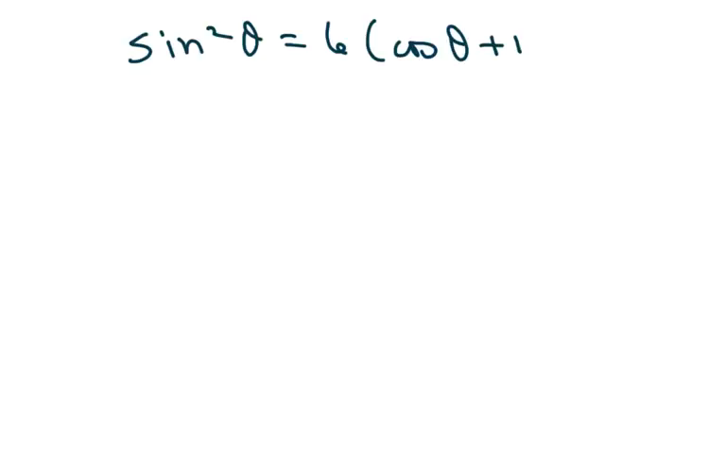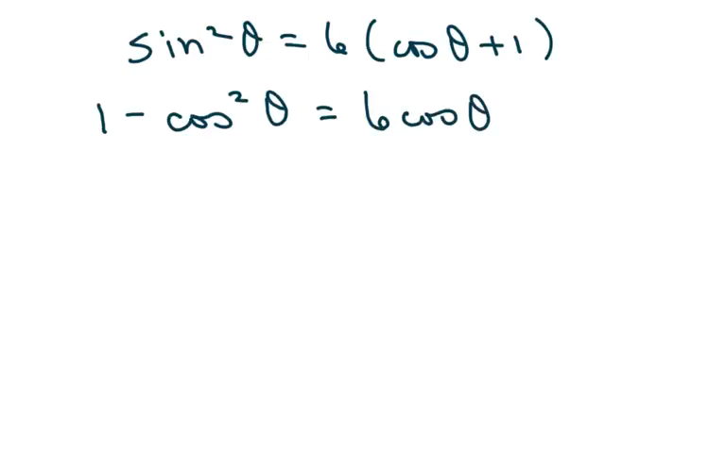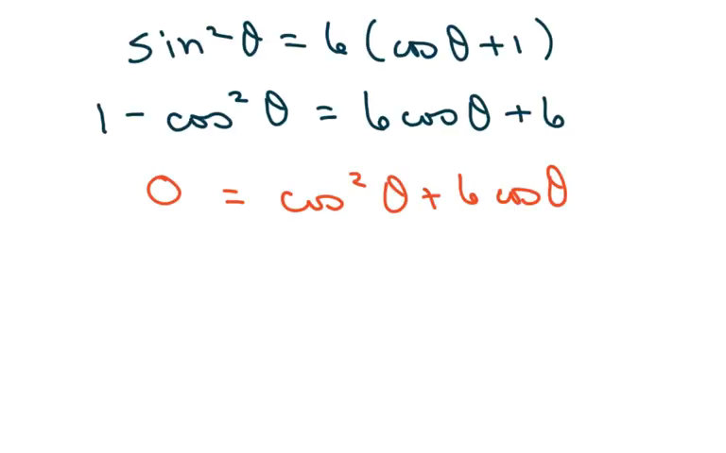Okay, the next one is sine squared of theta equals 6 times cosine of theta plus 1. I'm going to go ahead and write the left side as 1 minus cosine squared of theta and distribute the right side with the 6 here. And we'll move everything over to the right side. So you get cosine squared of theta plus 6 cosine of theta plus 5, because I subtract 1 here.